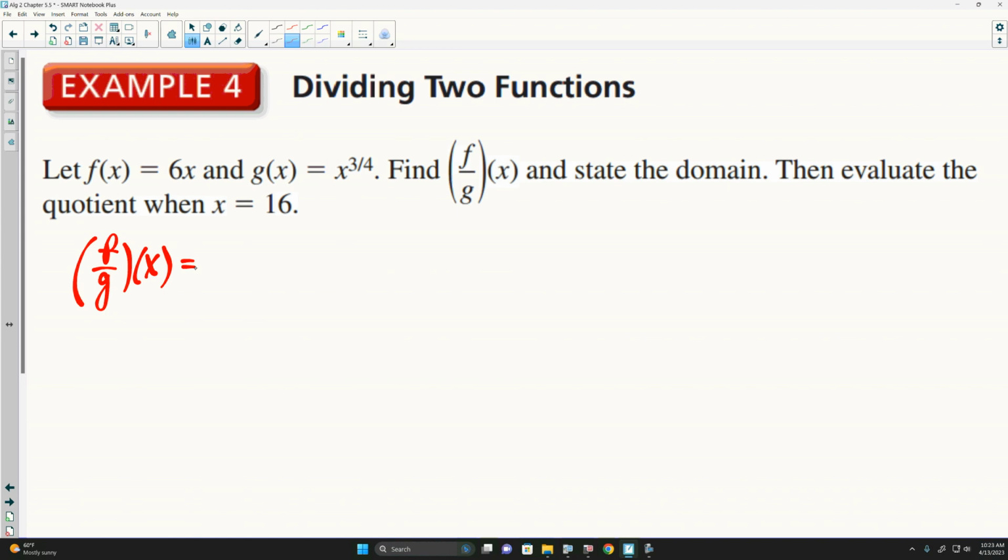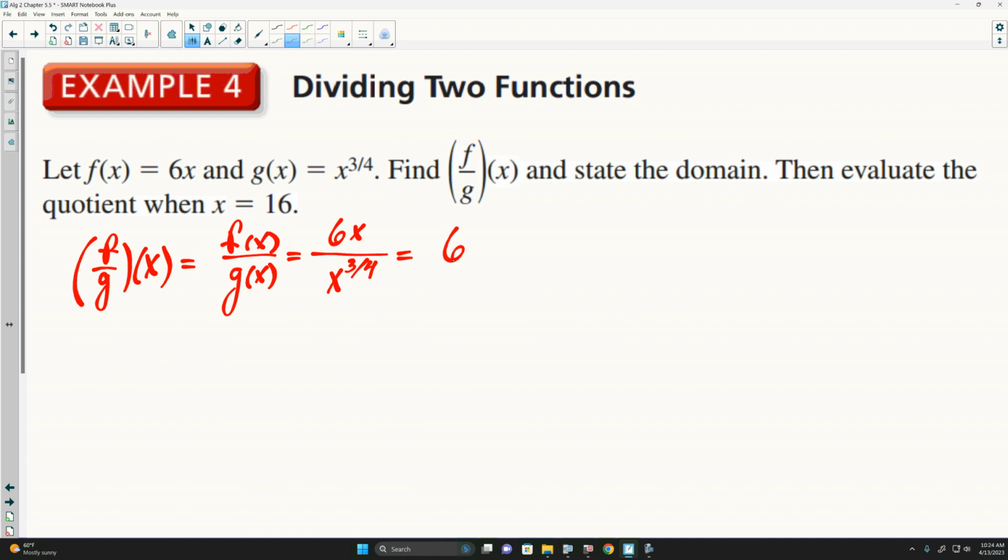The next thing we're going to look at is division. F divided by g of x is the same as saying f of x divided by g of x. And we'll replace f of x and g of x with their respective functions. So f of x is 6x, g of x is x to the 3/4. So we get 6x divided by x to the 3/4.